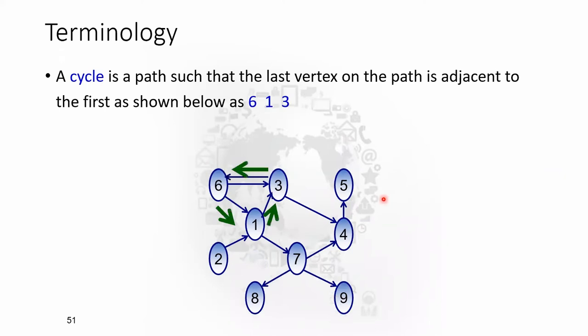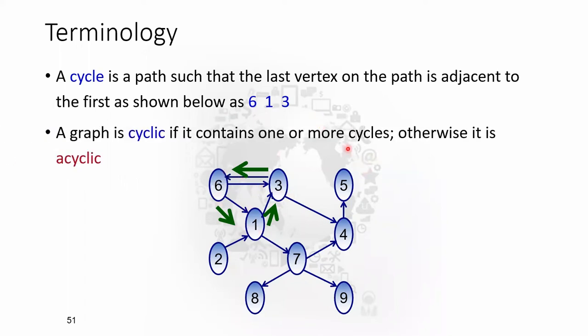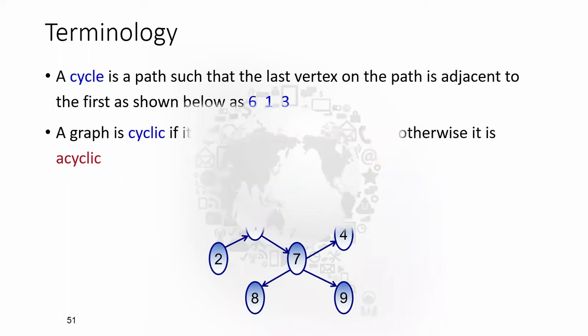A cycle is a path such that the last vertex on the path is adjacent to the first, as shown below: 6, 1, and 3. So this becomes a cycle where you can go from 6 to 1, then 1 to 3, 3 to 6, and you just keep repeating. A graph is cyclic if it contains one or more cycles, otherwise it is acyclic.